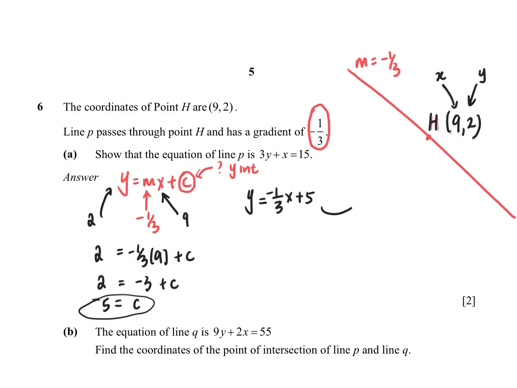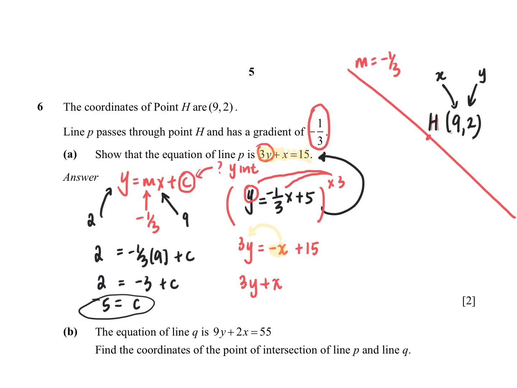Okay, but it's not in the form you want. They say show it to look like this, right? So if you look at your y, here is a 3y, and here is only y. So you know you need to multiply this whole equation by 3. So y times 3 is 3y. Okay, negative 1/3 times 3 is negative x. Okay, and then this is 15. So we are very close to this already. So all we have to do is to shift this to the other side, and then you realize you have shown what they want. Okay, then just put your shown.